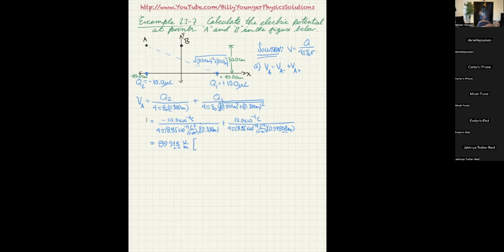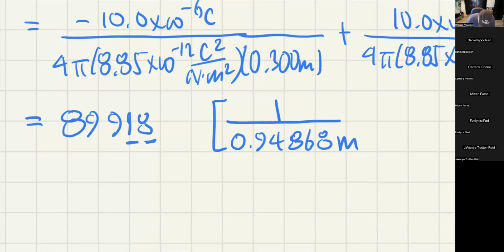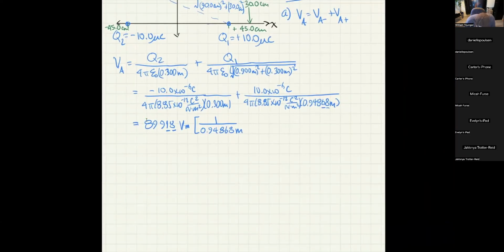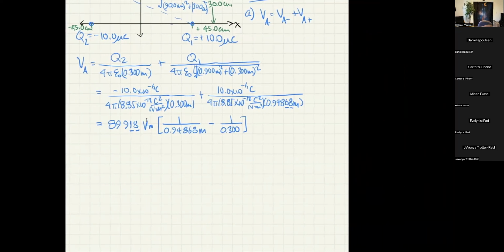And now all I have left is I'm going to reverse the order of these because I don't like leading with a negative. So it's going to be 1 over 0.94868. Oh, it's actually volts times meters, not volts per meter. So let me fix that right quick. So this is going to be volts times meters, not volts per meter. Now the other one's going to be negative, and it'll be 1 over 0.300 like that.